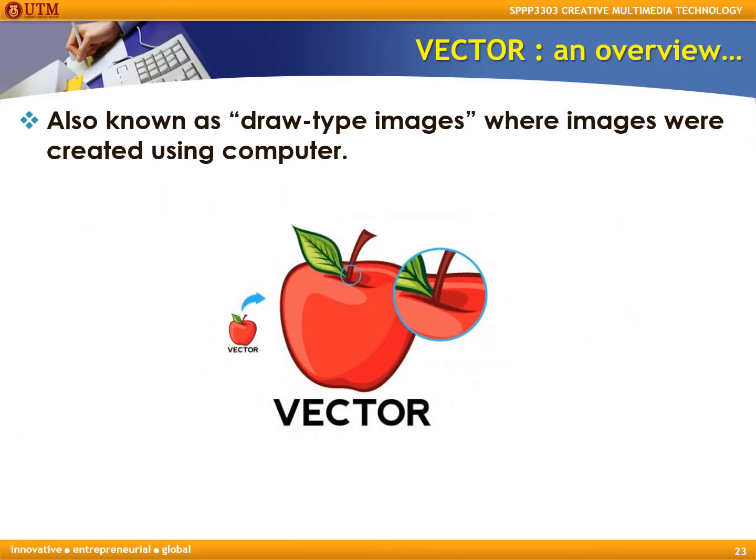Vectors, or what is also known as draw type images, are images created using a computer. Okay, not using a scanner, not using a camera. This is actually done with software on your computer. You can create vectors with software like Adobe Illustrator. This is software especially for creating vector images, vector designs.